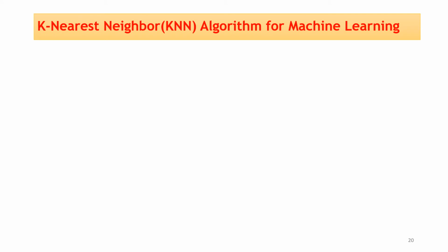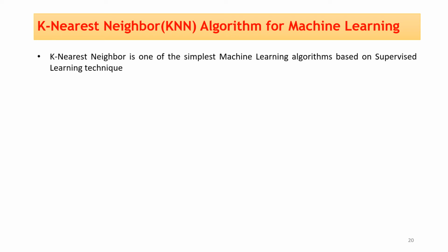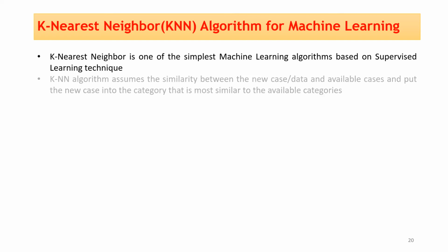Now let's see the second model, that is k nearest neighbor, and this algorithm is also called the KNN algorithm in machine learning. K nearest neighbor is one of the simplest machine learning algorithms based on supervised learning techniques. The KNN algorithm assumes similarity between the new case and the available cases, and it puts the new case into the category that is most similar to the available categories.